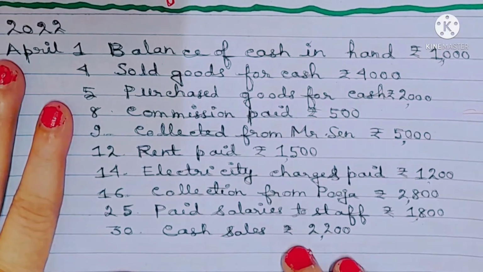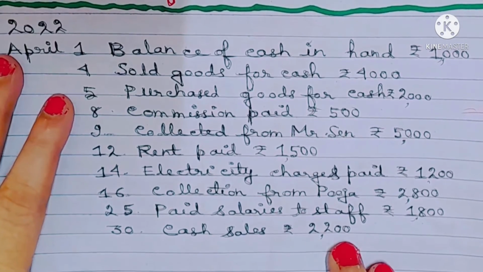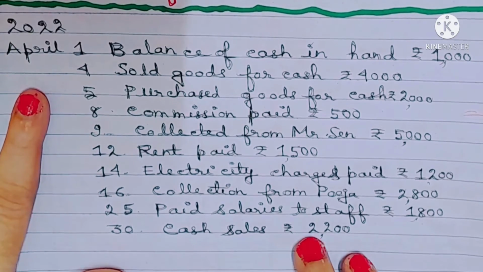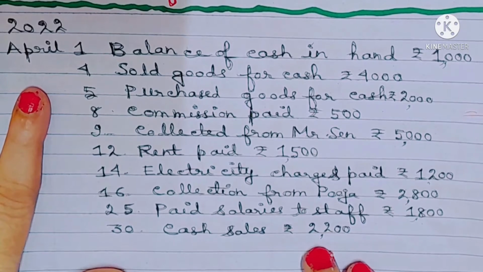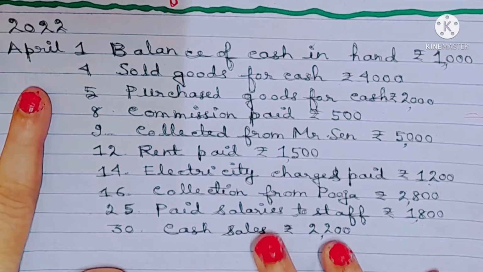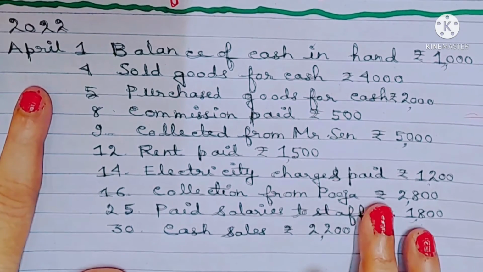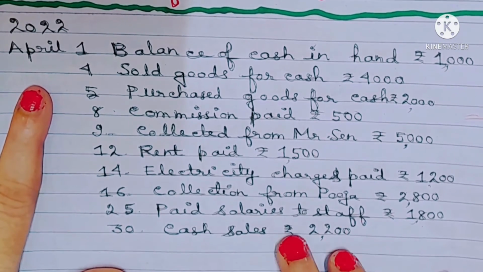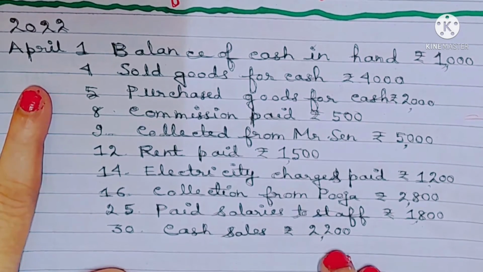The last transaction is on 30th April, cash sales rupees 2200. So goods sold for rupees 2200. So what is the journal entry? The journal entry will be cash account debit to sales account. What is the position of cash? The position of cash is debit. Since we are preparing cash account, we'll have to look from the position of cash. Since cash account is on the debit side, sales account will be on the debit side too. So let's write to sales account 2200.